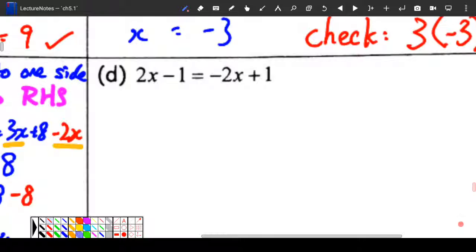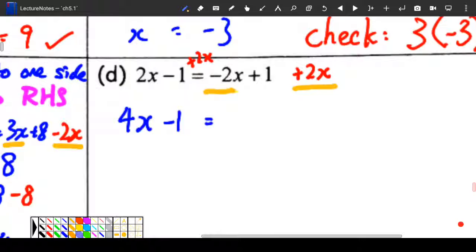What must I do if I want to remove the negative 2x? Plus 2x. So I will have a plus 2x here. Over here also plus 2x. Then I write down, what is 2x plus 2x? 4x minus 1. What happened to the minus 2x and plus 2x? 0. So I'm left with what? 1. Okay, I'm left with something like that. So now you get the idea. I can either shift it here or there. It's your choice. But one will always be easier.